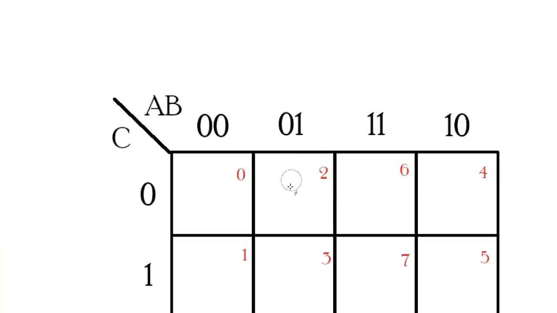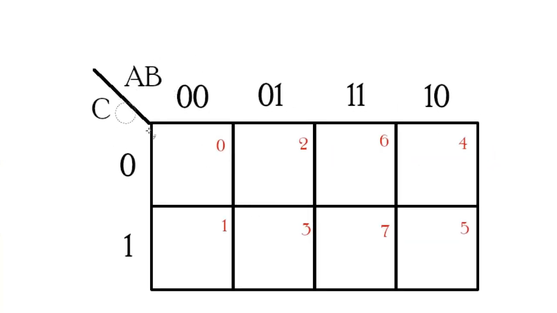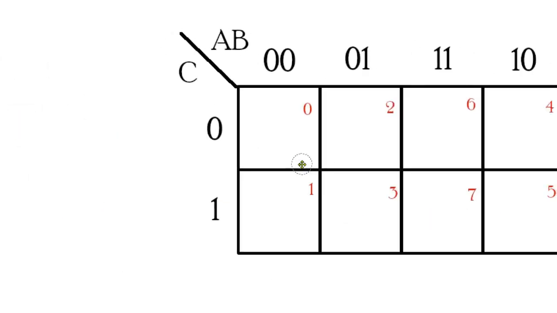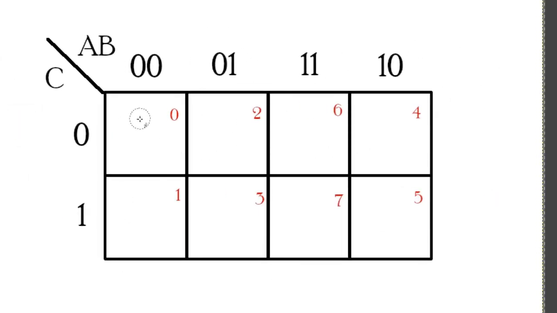And just like the 4 variable one, in the 3 variable one and in the 2 variable one, each square has a value which you can see written in red.